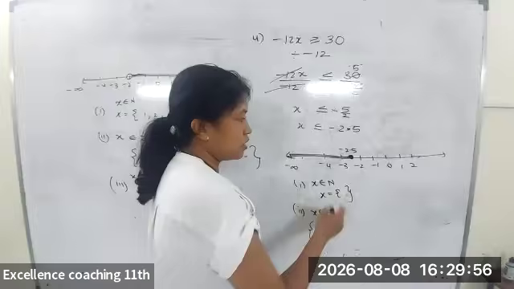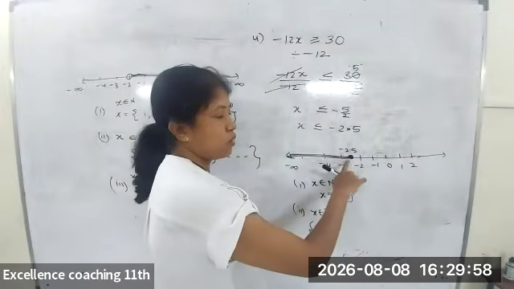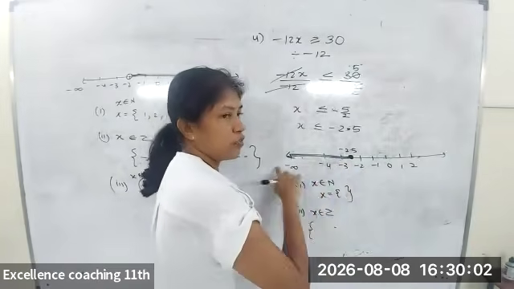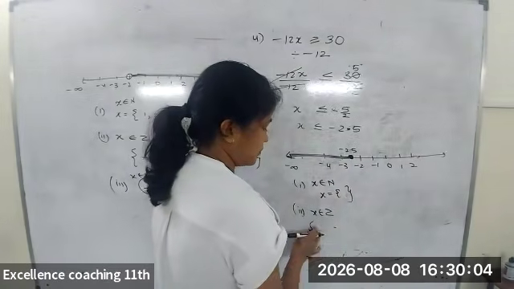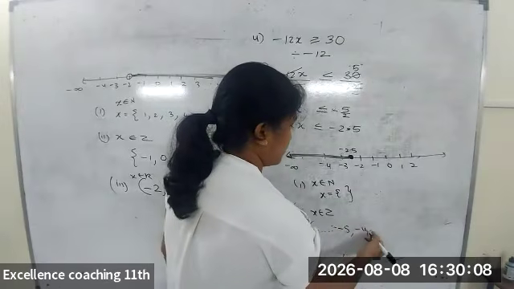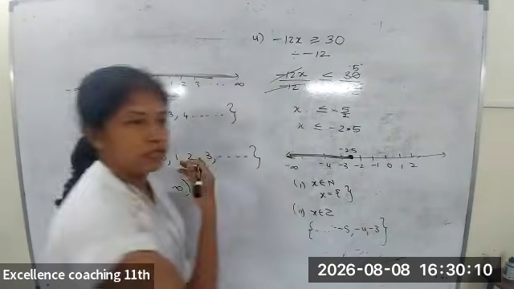All the integers. Now which all? I cannot take minus 2. Next number. Don't write minus 2.5. Minus 3, minus 4, all that. Like this.